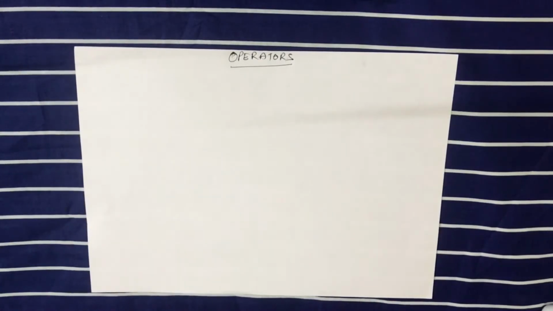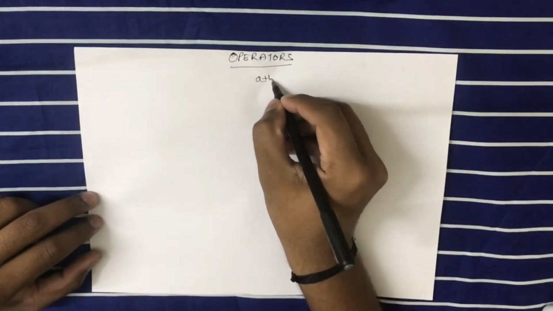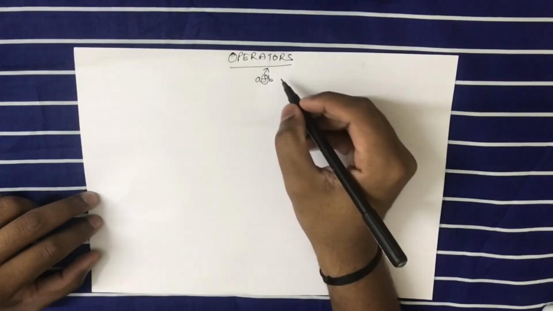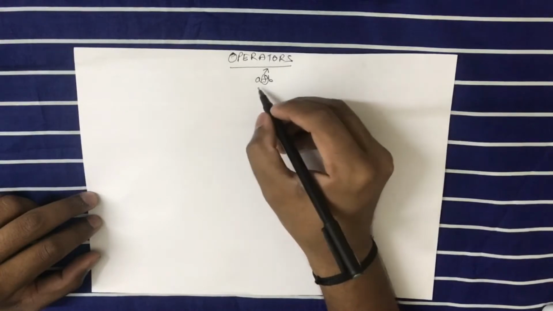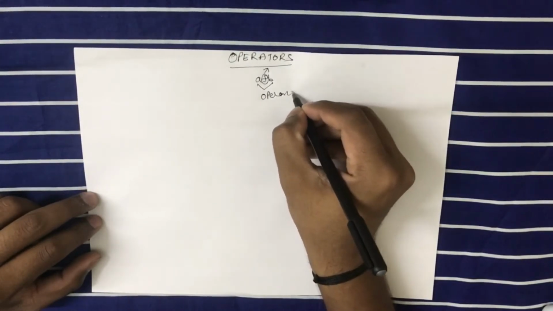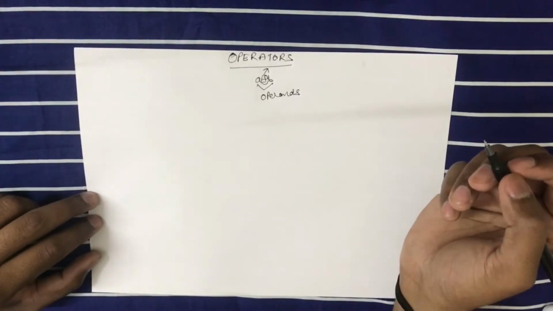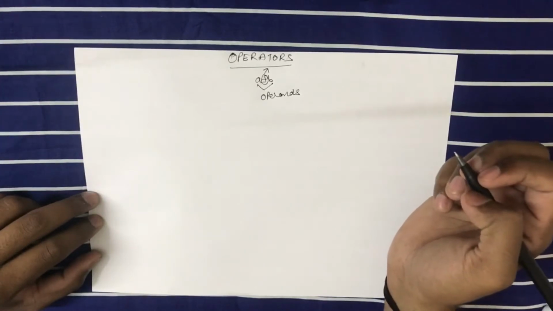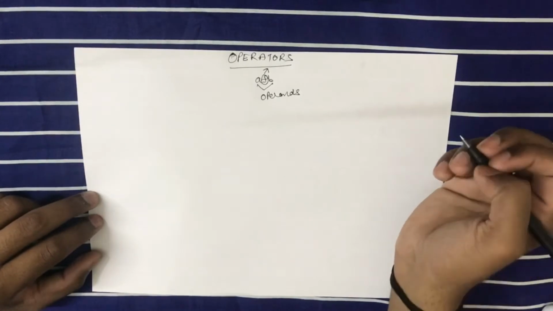So for example, a plus b. Plus is an operator. It's performing an operation, addition. So a and b are known as operands. The variables on which the operation is being performed are known as operands, and the symbol which is doing the operation is known as the operator.